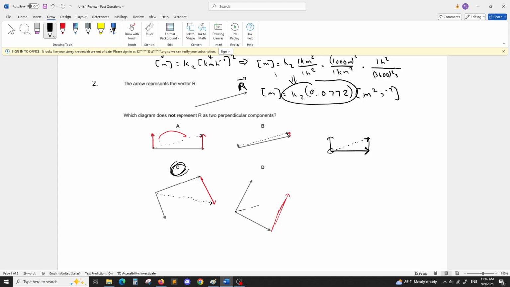And then R. And then you can see that it is also still in the general direction with a similar amount of length.